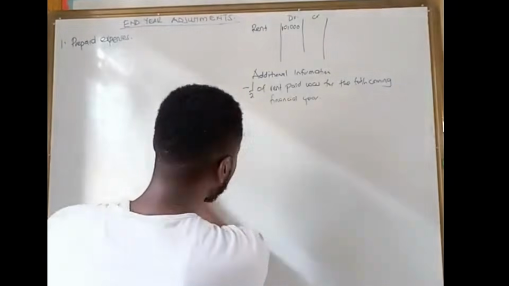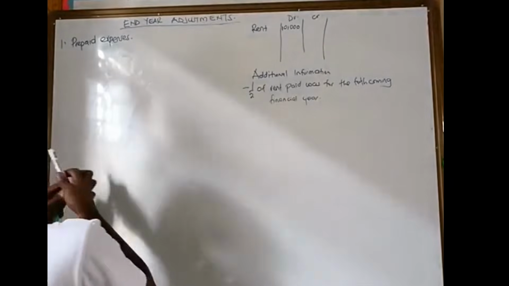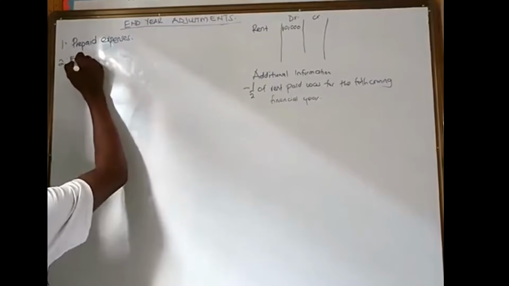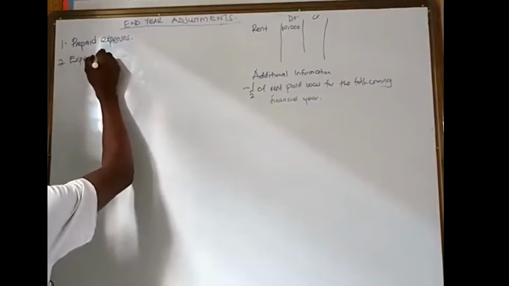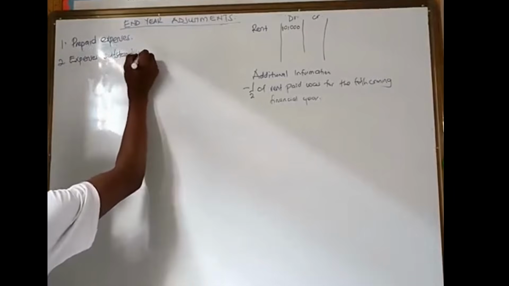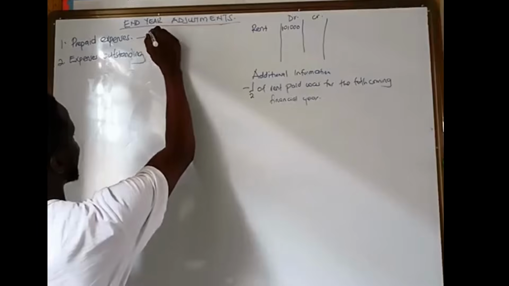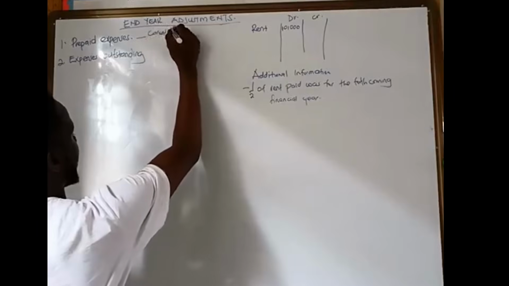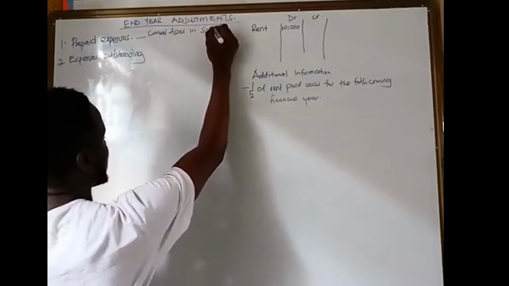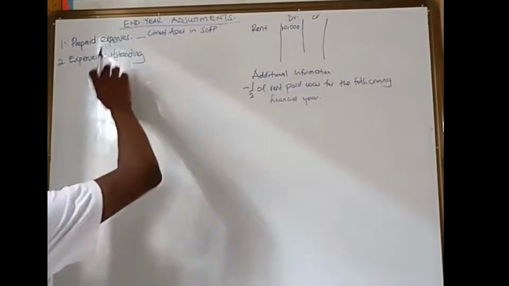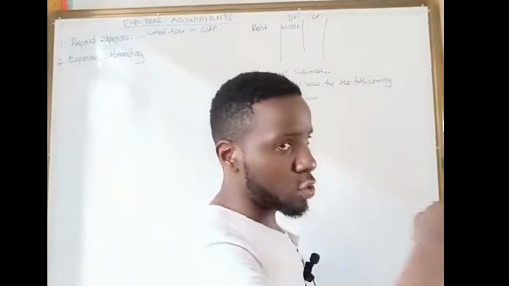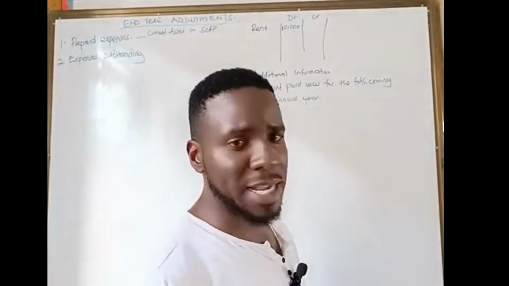Now, after that, the opposite of prepaid is expenses outstanding. So let me put here current asset in the statement of financial position. Remember, it is an expense in the income statement. Then when it goes to the statement of financial position, it becomes a current asset.